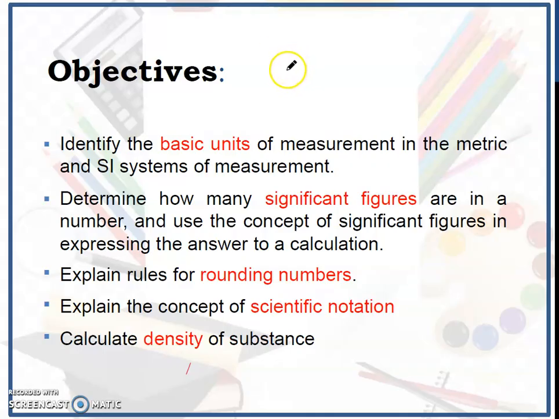Okay, for this chapter, the objective of learning is that you are able to identify the basic unit of measurement in the metric and international standard system, or SI unit. Students are able to determine significant figures in a number and understand the concept of significant figures in answering a calculation. You are able to explain the rules for rounding numbers, explain the concept of scientific notation, and lastly, calculate the density of a substance.